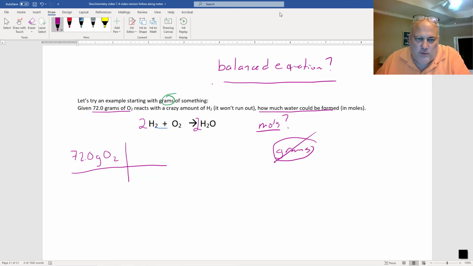It's only a mole ratio. So what's our first step? Well, if we have grams, we've got to convert it to moles. So how do we do that? Well, if you look on the periodic table, and I'm not going to scroll all the way back up to the top, the molar mass of one single oxygen is equal to 16.00.